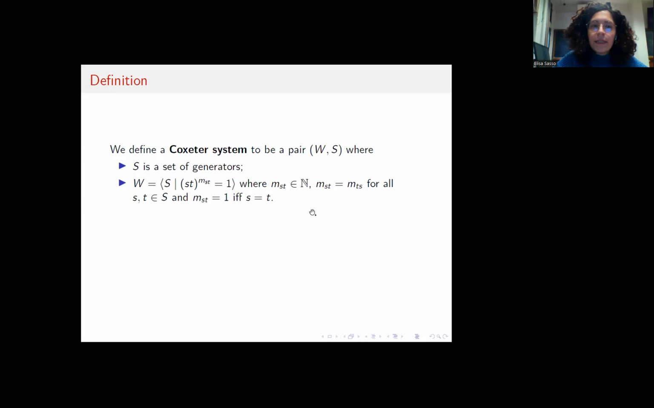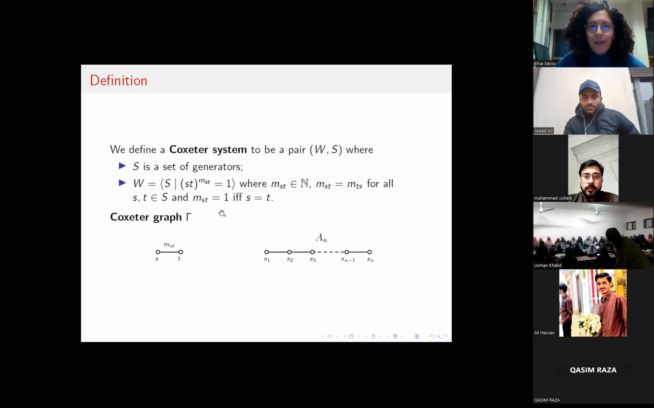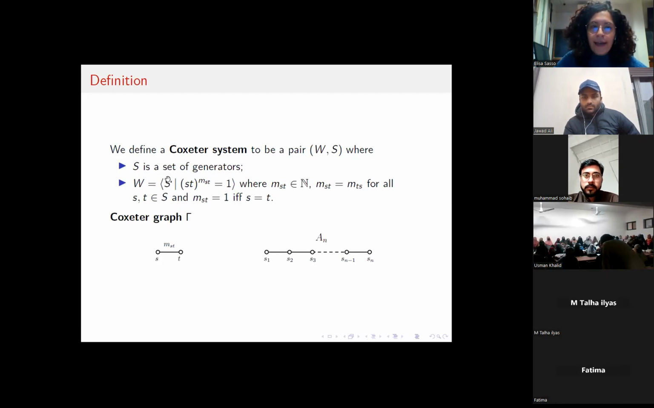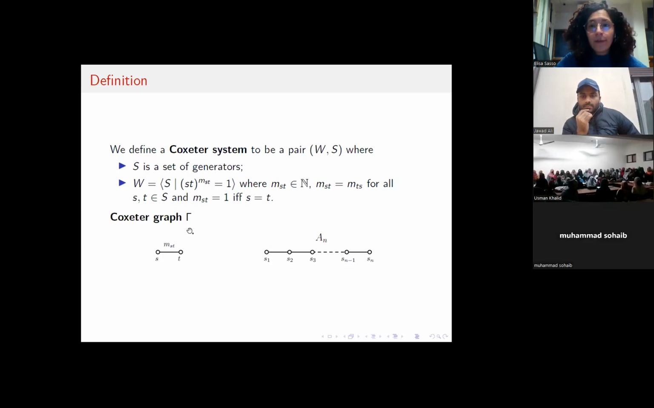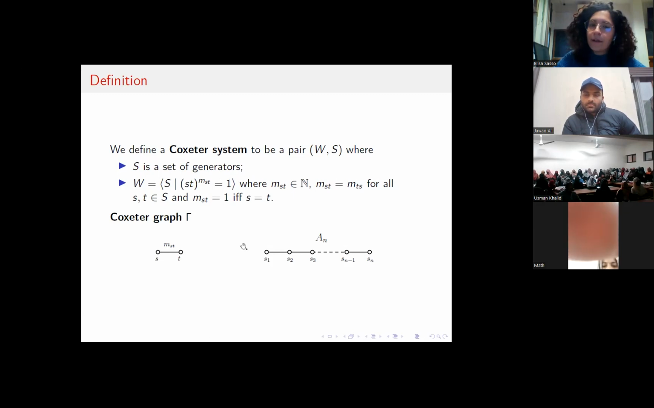In an easier way, we can associate a graph called the Coxeter graph to each Coxeter system. And it is made in this way. We have the nodes, we put the elements of the set S in the nodes, and two nodes are joined with an edge if the number m_ST between S and T is equal to or greater than 3. So if it is equal to 2, they are not connected. If it is equal to or greater than 3, they are connected. And here on the right, you have an example of a Coxeter graph.